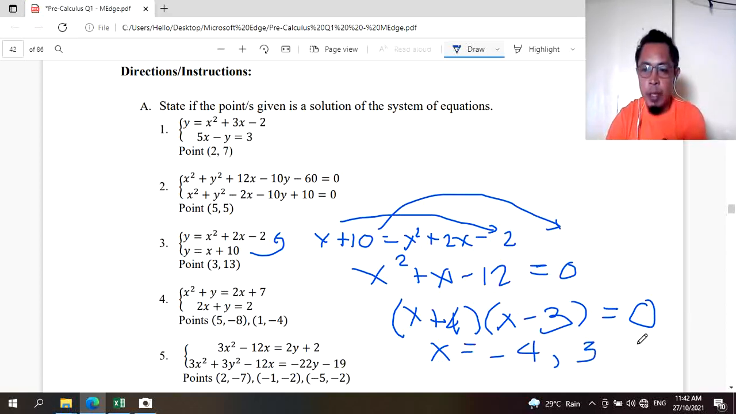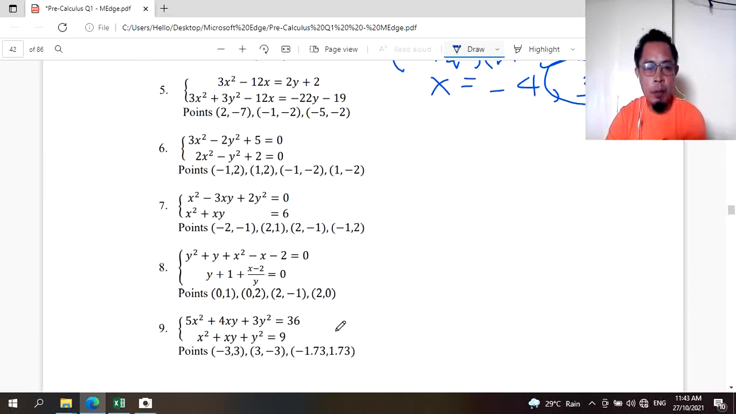And you would notice we have here 3, which is also part of the point, the x value. So from this, we can conclude that this one is a solution. Okay? So yes, it's a solution. So that is for that problem. So we move to the next. The remaining problems will be left for you to solve.